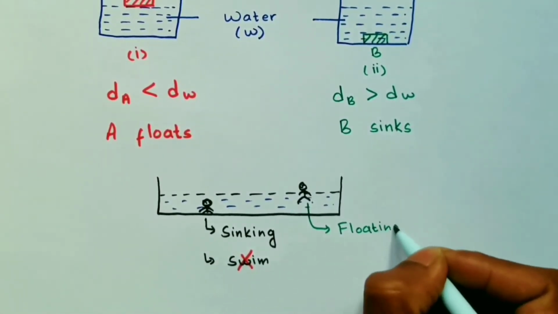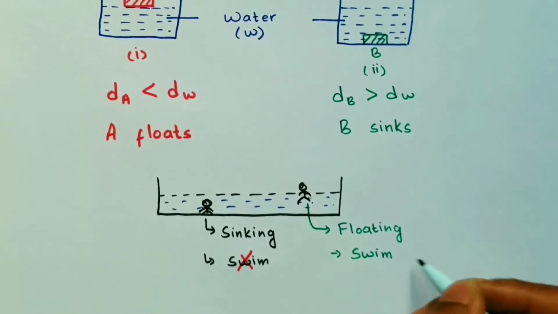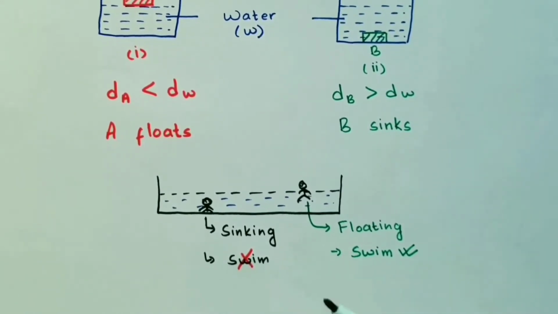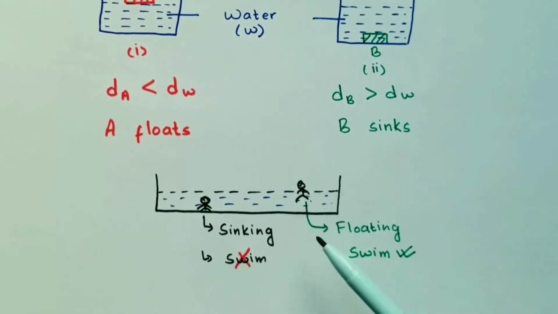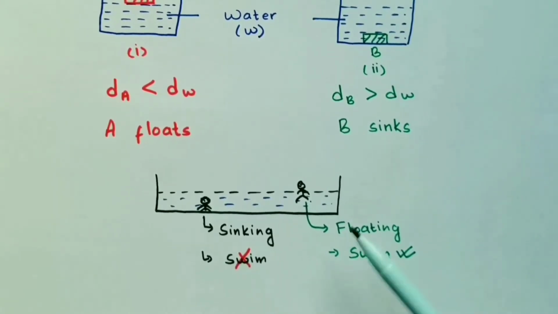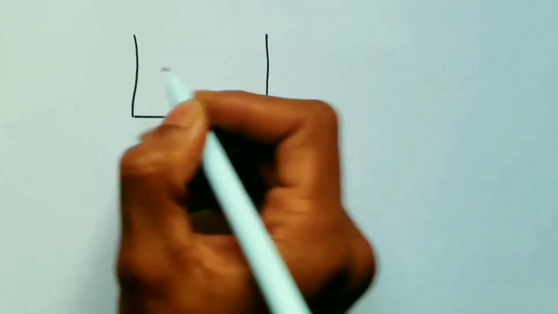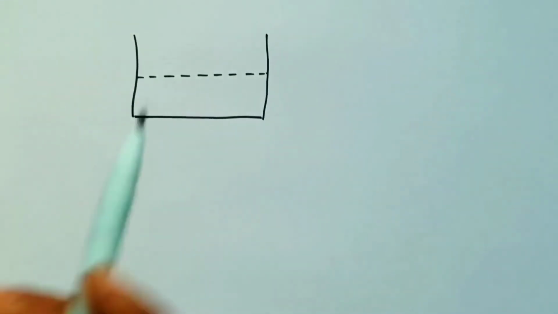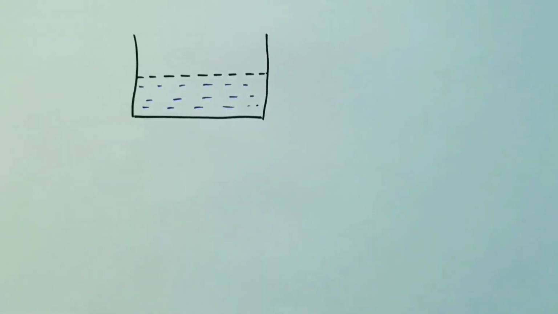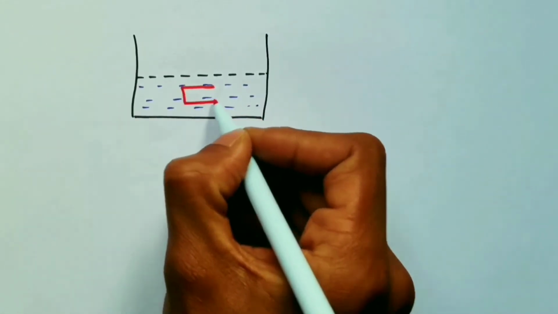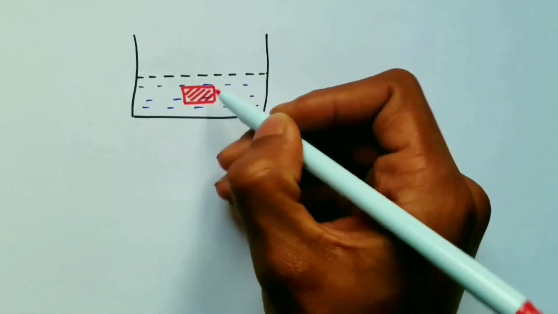Now the concept of density is not working here, because if that concept was working, then he or she should have floated in the first place, since the density of the person is less than water. So what's happening here? To understand, we are going to look at another beaker filled with water. Again, we are going to place an object inside this water.